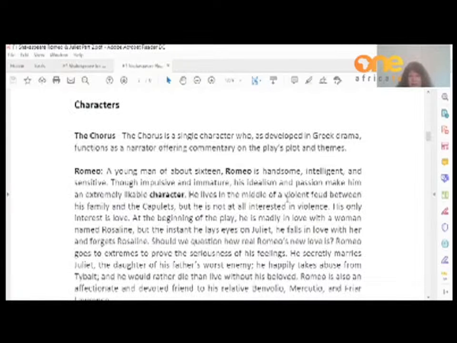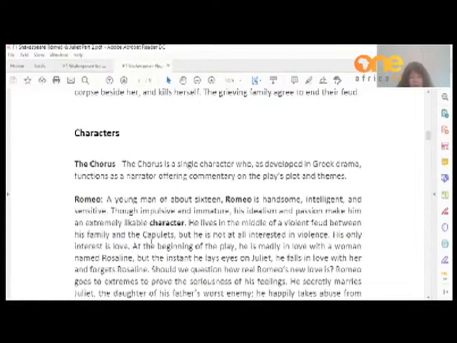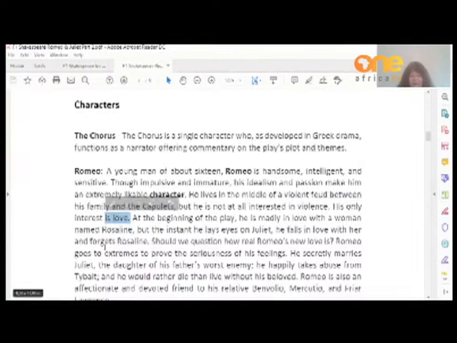He lives in the middle of a violent feud between his family and the Capulets, but he's not interested in violence. His only interest is love. So he's a bit of a lovesick kind of dude. However, at the very beginning of the play, he's madly in love with a woman named Rosaline, who never appears in the play at all. They just talk about her, okay?